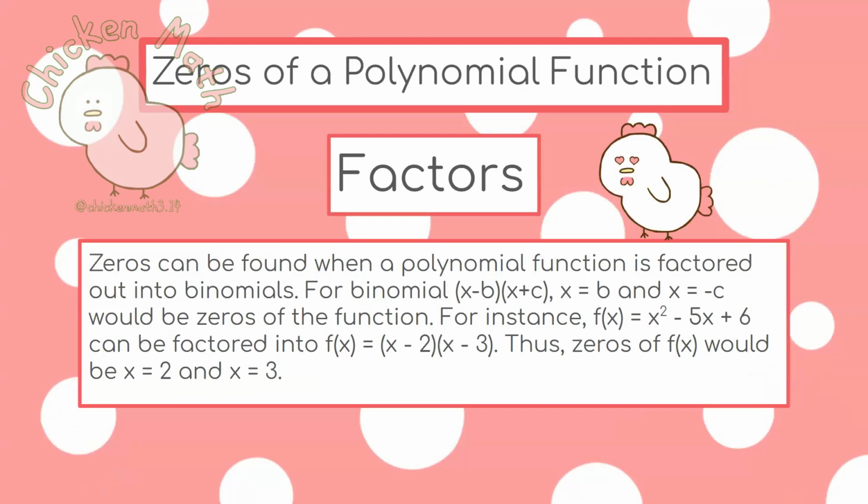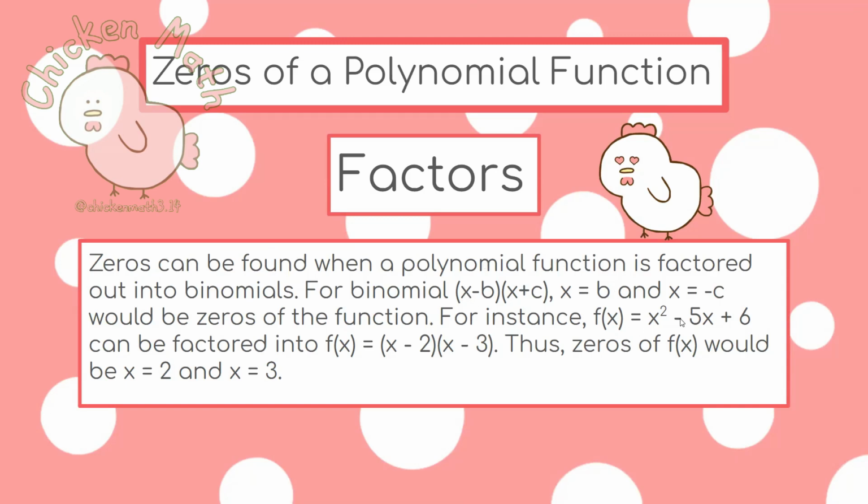All right, zeros of a polynomial function can be found from factors. If you factor a polynomial function, you'll end up with binomials, generally in this form, x minus b and x plus c. The zeros will be the opposite of these values, so in this case, positive b and negative c. You can think of it like that. So x will equal b and x will equal negative c. If you plug in b, b minus b gives you 0. If you plug in negative c, negative c plus c gives you 0. So that's how that works.